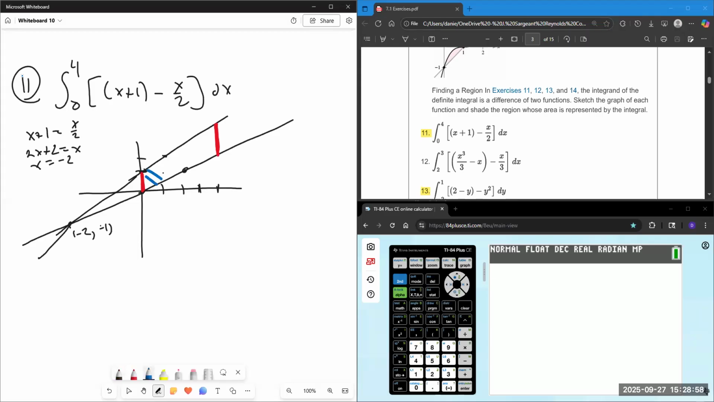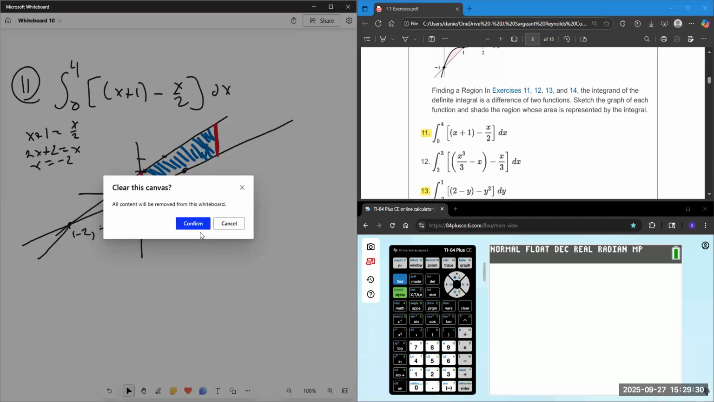And it's this region in here that I'm interested in. So we're not supposed to evaluate and find the area. We're just supposed to sketch the graphs and shade the region. Let's look at number 13.